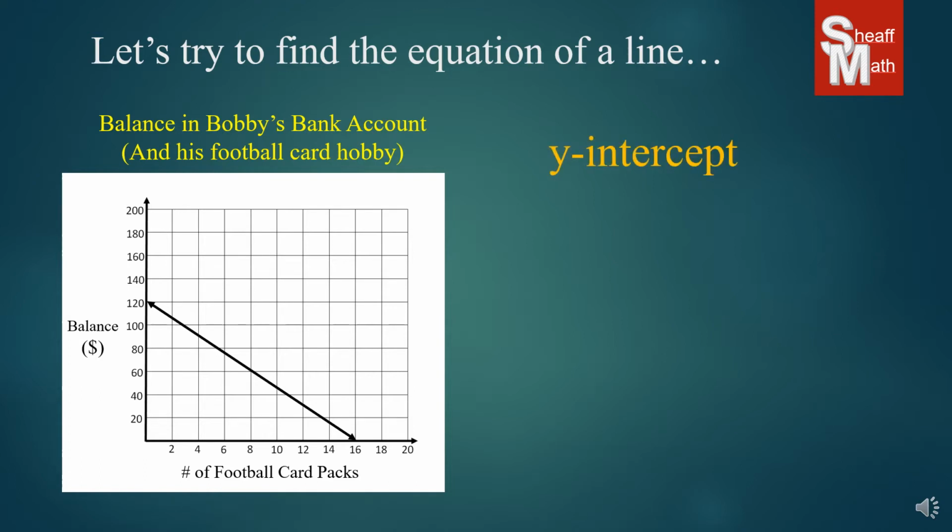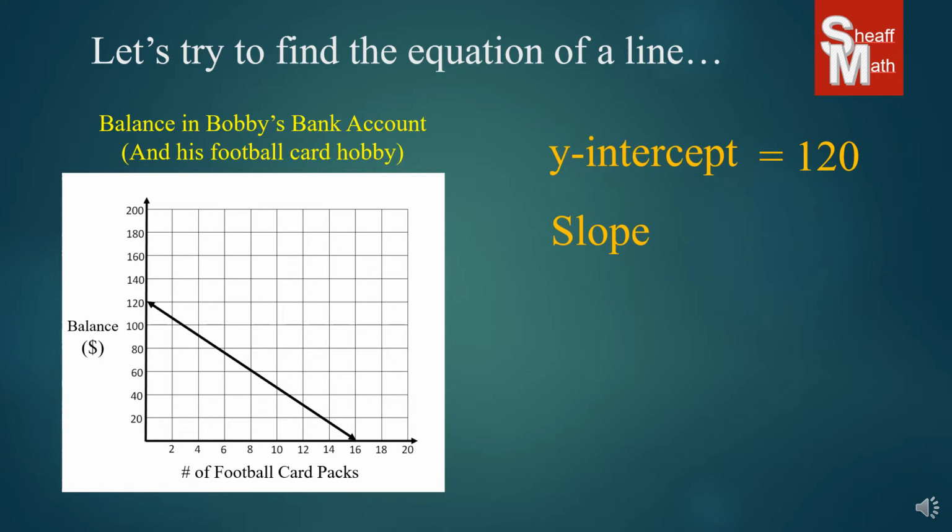So first we need to find the y-intercept, and so that is the point where the line goes through the y-axis, and so that's 120. Pretty easy. Now we're going to find the slope, and so you can pick any 2 points on the line, and what I always try to do is to find 2 points that are on nice crosshair points where the grid comes to a point.